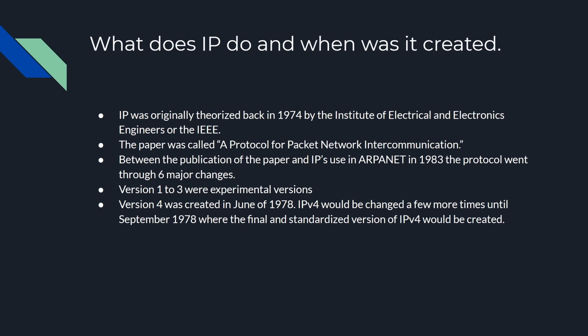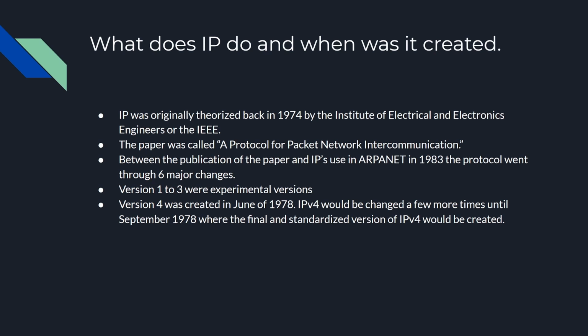The Internet Protocol was a paper originally published back in 1974 by the Institute of Electrical and Electronics Engineers, or IEEE. This paper was called a Protocol for Packet Network Intercommunication. Between the paper being published and its use in ARPANET in 1983, the protocol went through 6 major changes in how the standard would work. Internet Protocol version 1 to 3 were experimental versions of the Internet Protocol and were designed between 1973 and 1978.